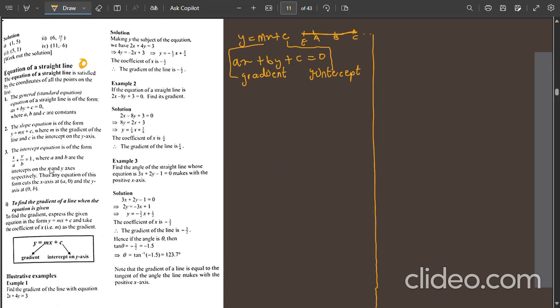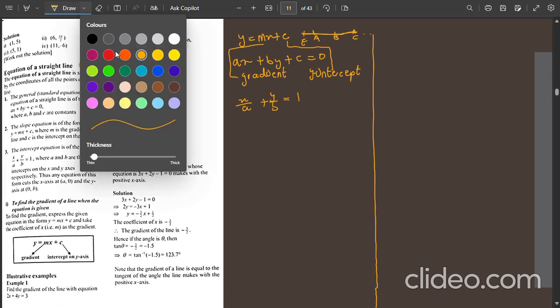Let's see the last one. The intercept equation is of the form this. There's another equation called the intercept equation. It's given by x over a plus y over b is equal to 1, where a and b are the intercepts on the x and y axis respectively. So if I have the intercept on the x axis and the intercept on the y axis, then I can get my equation with this. That is the equation of the line that cuts the x axis at (a, 0) and the y-axis at (0, b). So these are the three equations that we have to keep in mind.